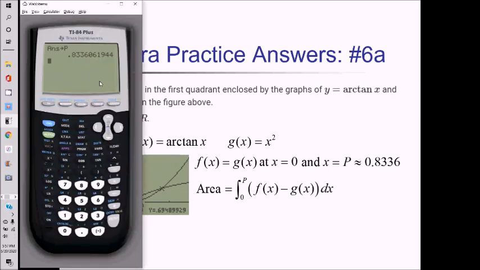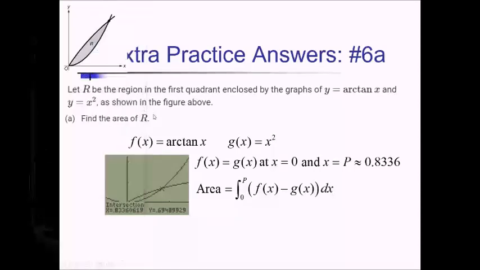So here we go to plug this in the calculator. I'm going to do math 9 for integral. We're going from 0 to p, so alpha p. And in here to do f of x minus g of x, I'm going to do alpha trace, pull up y1, that's where I stored f of x, minus alpha trace, pull up y2, that's where I stored g of x. I'll put a dx over here, press enter, and that area is going to be 0.122.